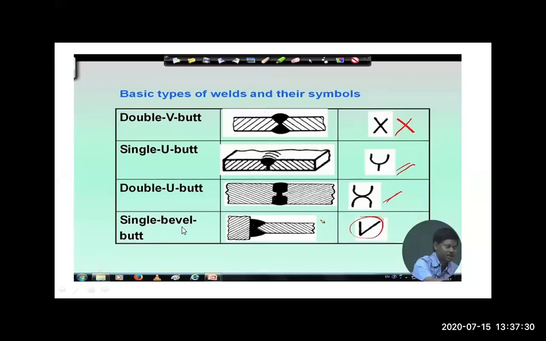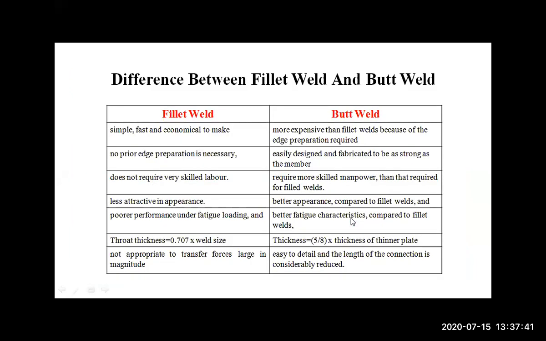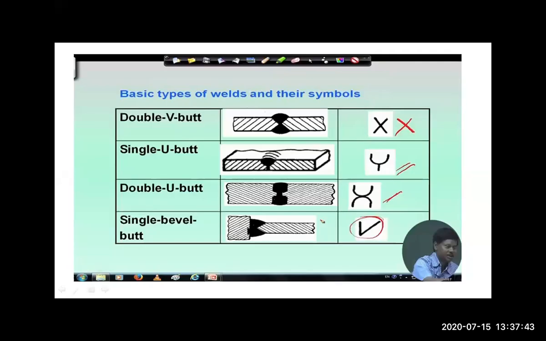Then single bevel butt. So the name is bevel. So the bevel is like this. This is one plate, this is another plate. And the symbol is like this. So these are the various types of joints and the symbols are given.